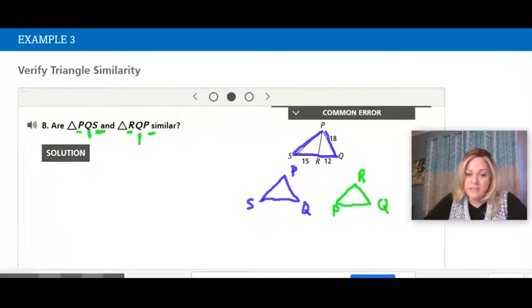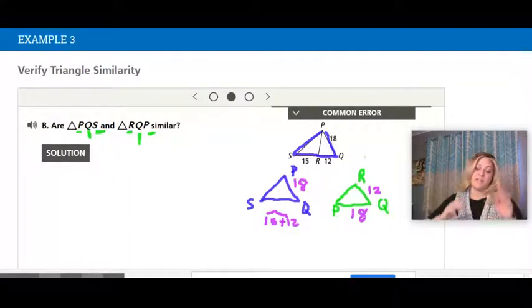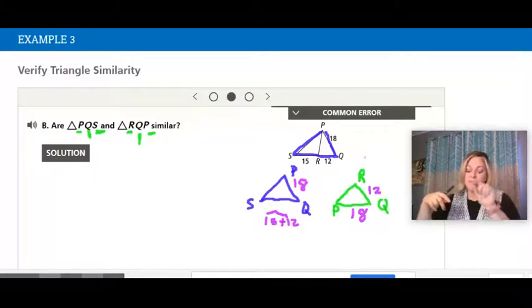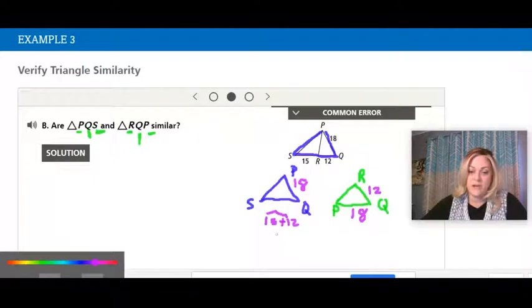Now that I have them all labeled, now I want to label them with actual numbers. So I'm going to look at what's given. This SQ at the bottom here is 15 plus that 12. That's that total length right there. PQ is 18, that was given. And then if I look at this smaller triangle, the green one, the PRQ, I have RQ as 12, PQ as 18. So the reason why I drew them the same direction is so that they line up and we can see corresponding parts. And two, if I don't have them labeled with the correct vertices, it's going to get really confusing really fast. So that 15 plus 12, I'm going to say is 27.